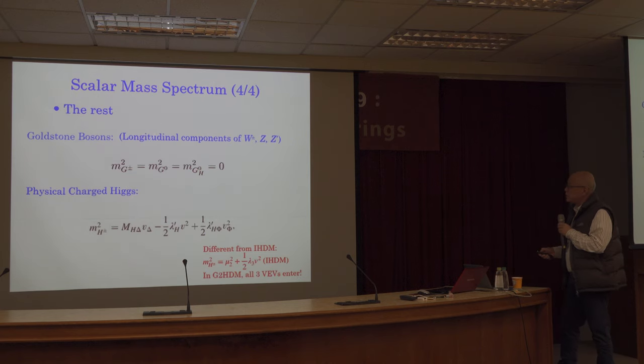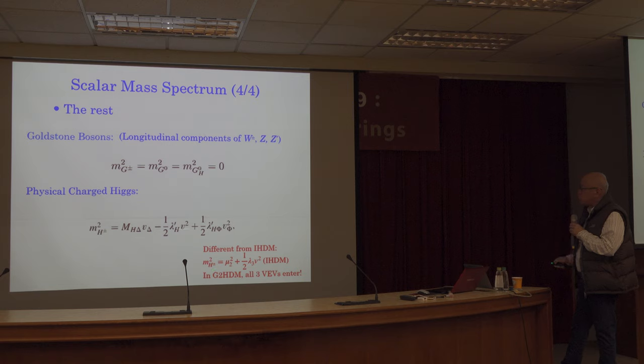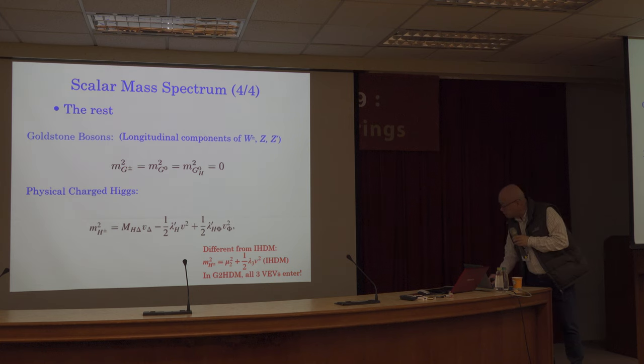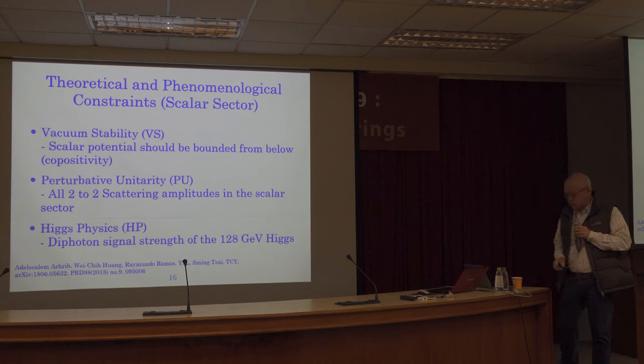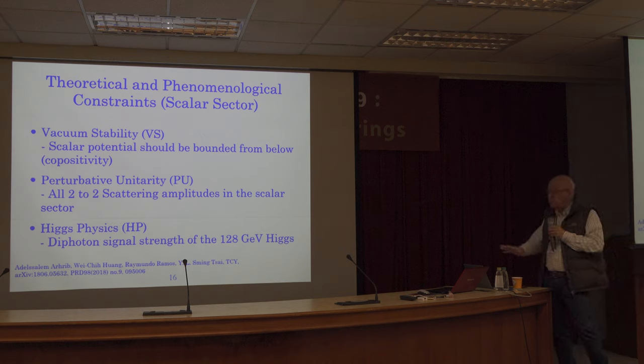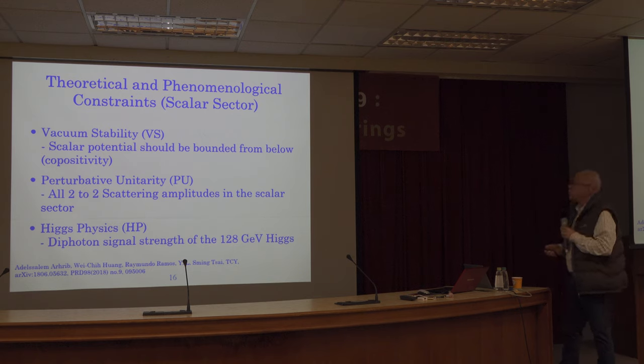So the rest of the spectrum is easy. There's a Higgs boson, and finally the charged Higgs mass. And this is different from the inert case, given by here. So all the three vacuum expectation values enter in this charged Higgs mass in this model. But in the inert case, there are only two parameters, a lambda 3 and a mu 2. So I basically explained a little bit about the model, so I can go to terminology now.